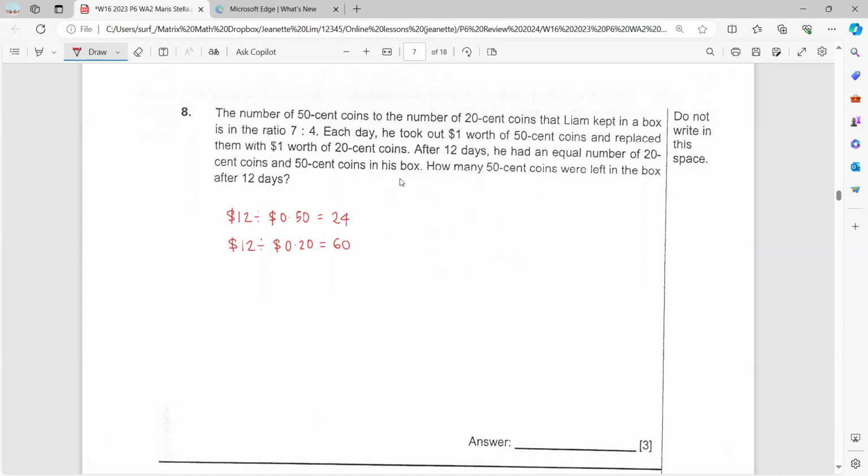Okay, so since the question said that he had equal number of each coins in his box at the end of 12 days, right? I'm going to use model. Okay, if you end off with equal number, you can use model. So starting off with 7 units and 4 units, which is for 50-cent coins versus your 20-cent coins.